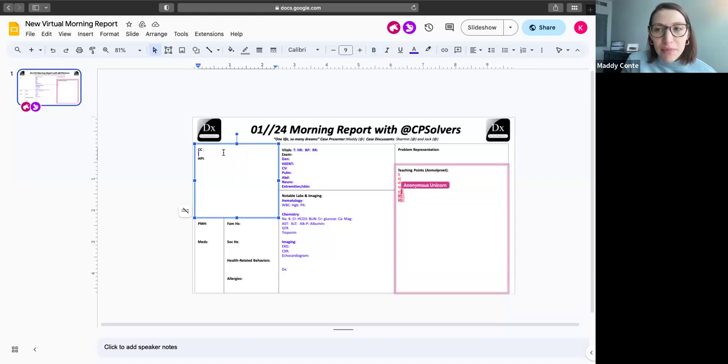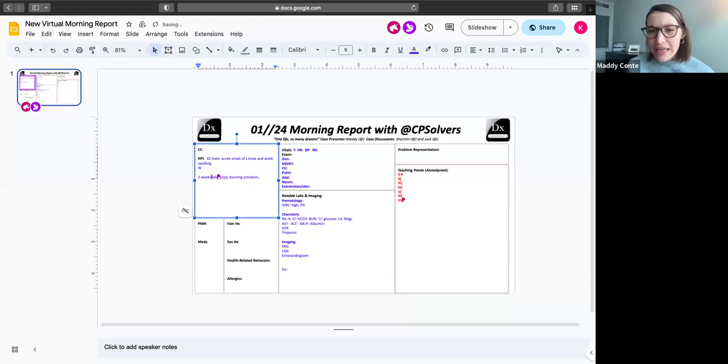In terms of a bit of the HPI, this is a 32-year-old male who presented to the ED because of acute onset left knee and ankle pain and swelling. So a little bit of the story. About 2 weeks prior to presentation, he said that he started having some burning when he urinated and some purulent urethral discharge. And then 4 days prior to presentation, he developed left ankle and knee pain.